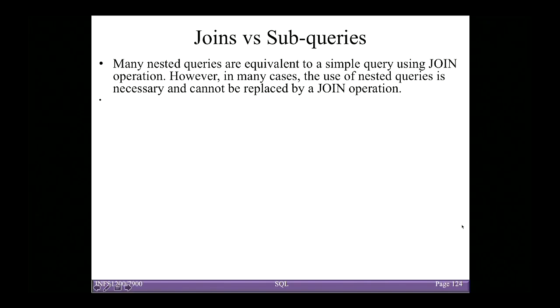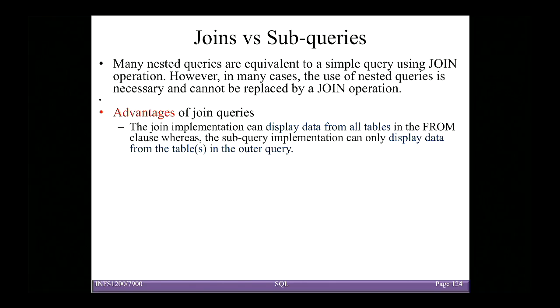Okay, so joins versus subqueries. Many nested queries are equivalent to simple queries using join operations. However, in many cases, the use of nested queries is necessary and cannot be replaced by join operations. Advantages of join queries: the join implementation can display data from all tables in the from clause, whereas the subquery implementation can only display data from the tables in the outer query. Right? So this is a big advantage on the join side.